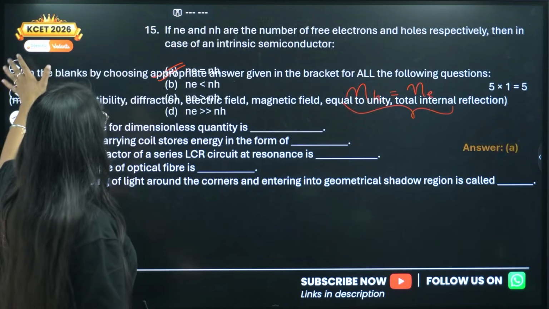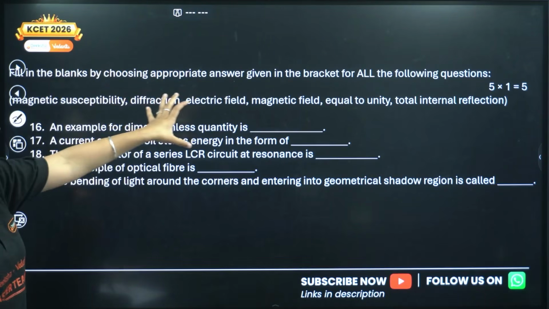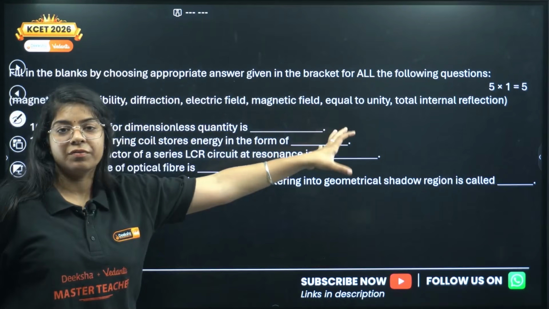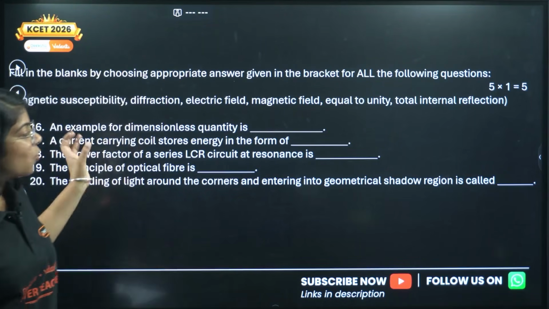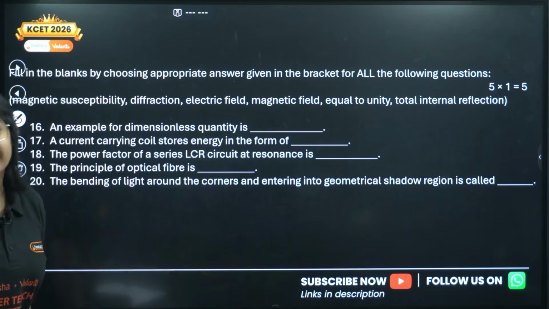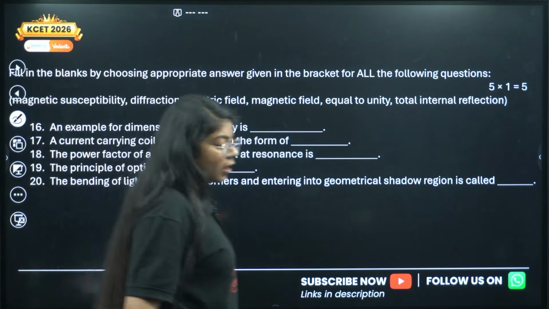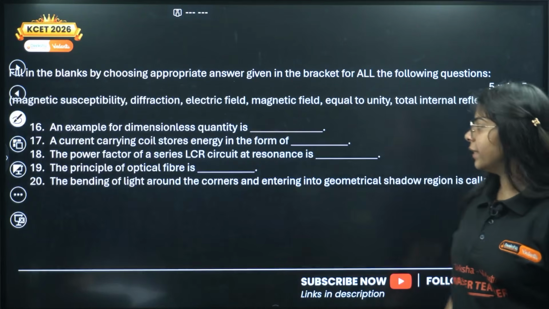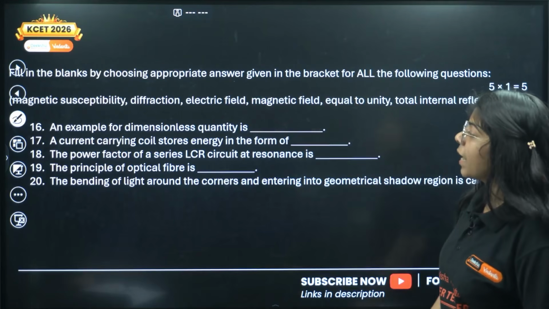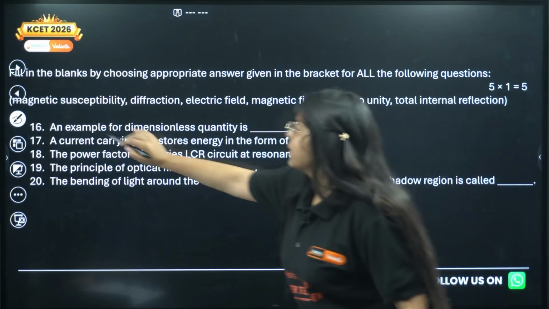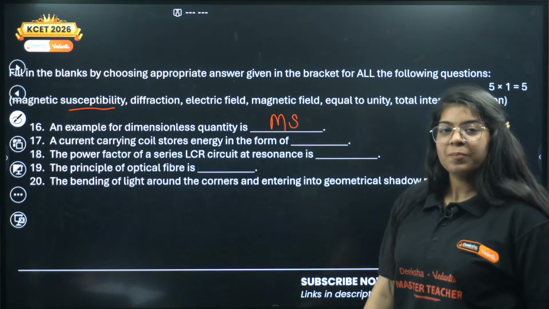Fill in the blanks, the first one says, okay, you are already given some of the options, but they are there to confuse you. So try to solve the fill in the blanks by yourself first, okay. An example of a dimensionless quantity is, out of these two, what are these given? What is the dimensionless quantity? It is definitely susceptibility. So that is magnetic susceptibility.